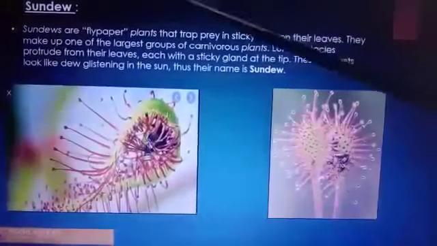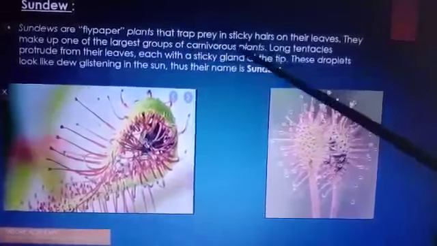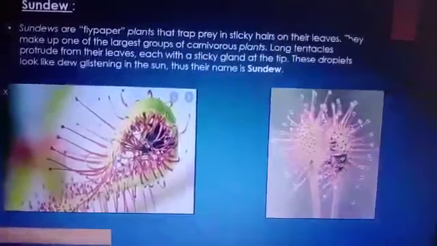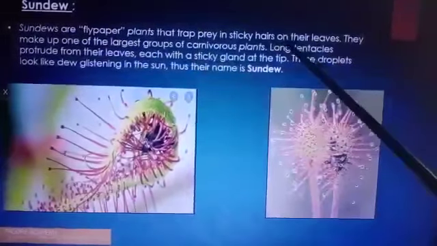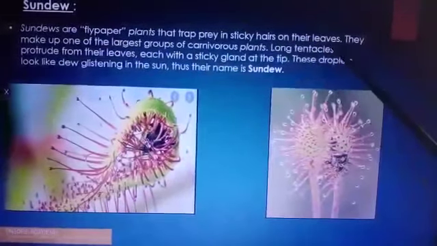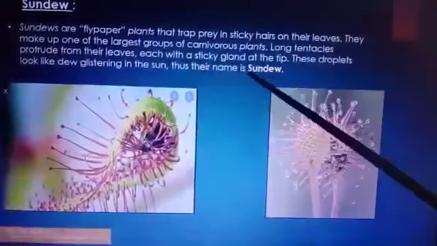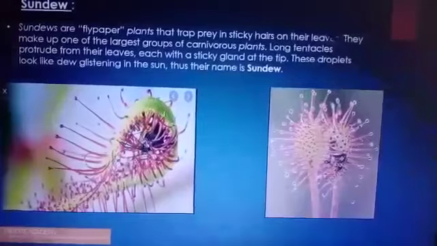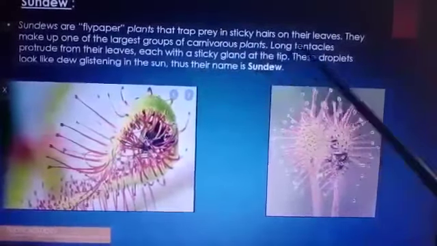This is the second plant, sundew. Sundews are flypaper plants that trap prey in sticky hairs on the leaves. They make up one of the largest groups of carnivorous plants. Long tentacles protrude from their leaves, each with a sticky gland at the tip. These droplets look like dew glistening in the sun, thus their name is sundew.